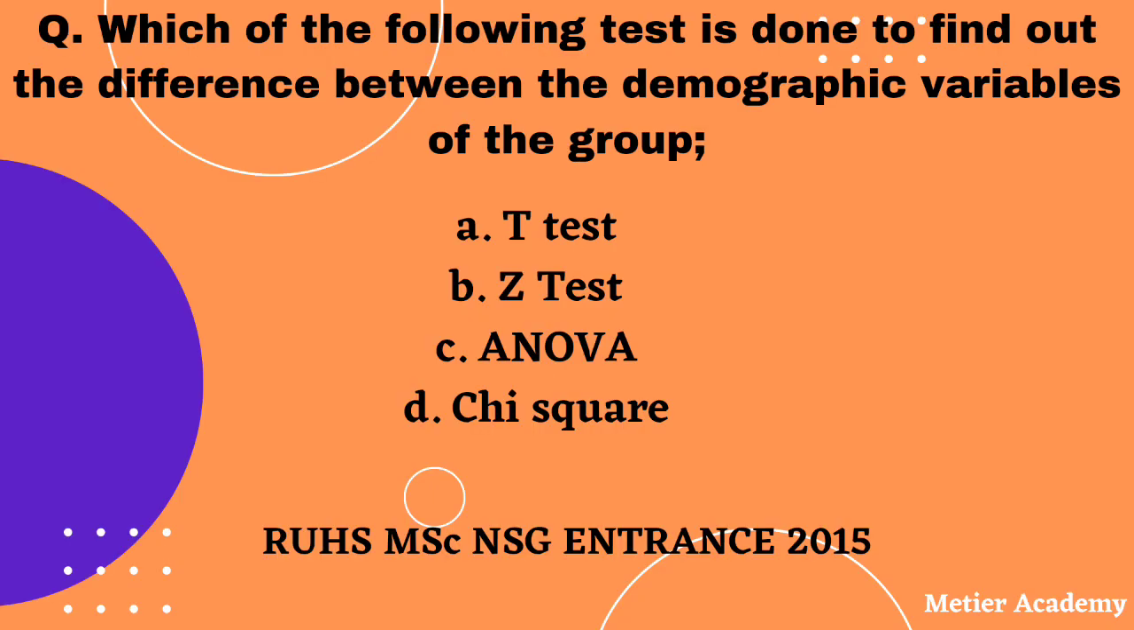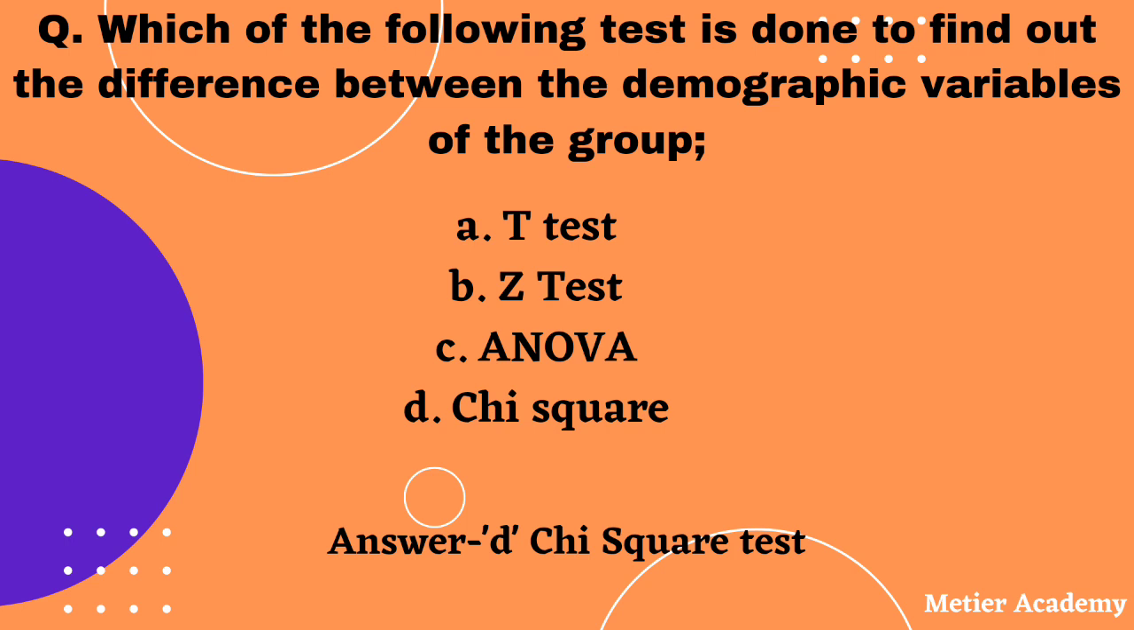Which of the following tests is done to find out the difference between the demographic variables of the group? Options are t-test, z-test, ANOVA and chi-square test. And this is a direct question, and here the correct answer is option D, chi-square test.